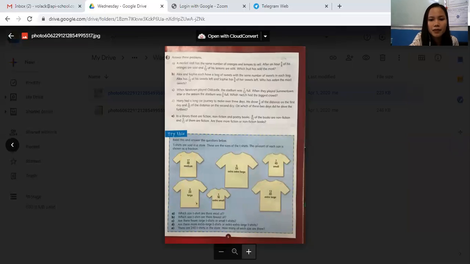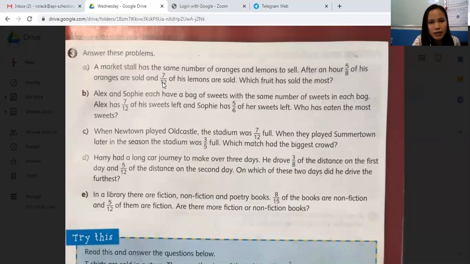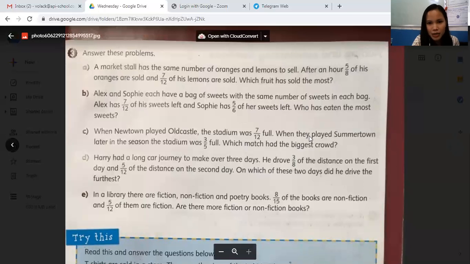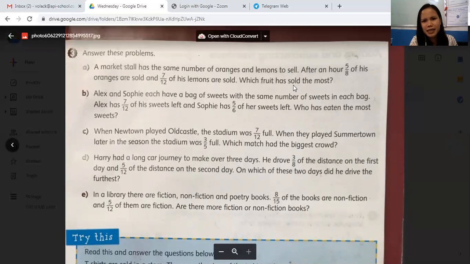Word problems. Here, answer these questions. A market store has the same number of oranges and lemons to sell. After an hour, 5 out of 8 of his oranges are sold and 7 out of 12 of his lemons are sold. Which fruit has sold the most? When you have to compare, sorry, which one has sold the most?